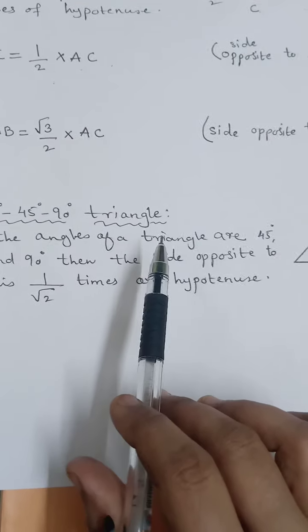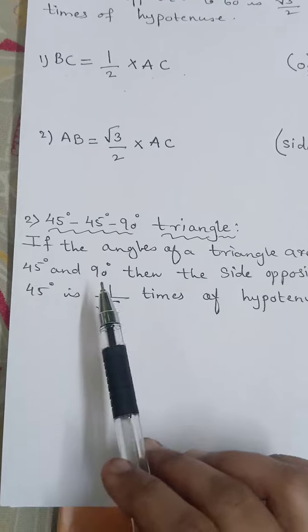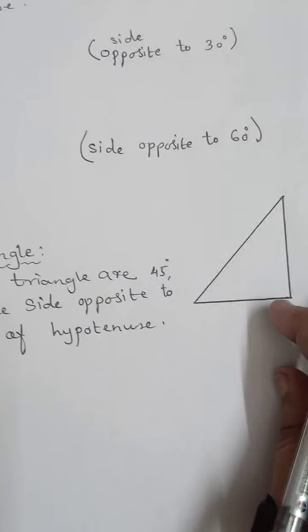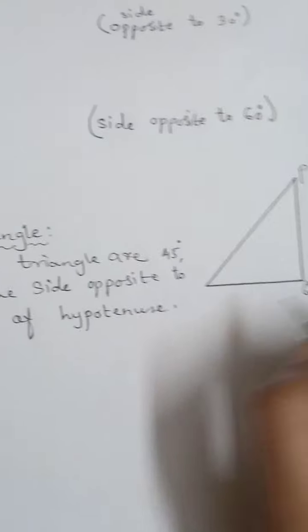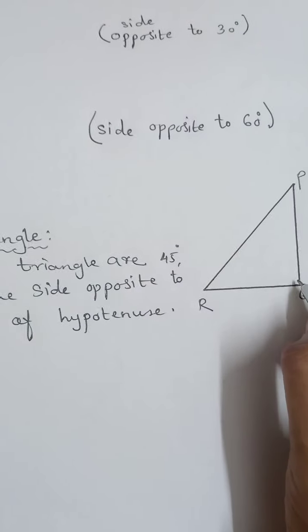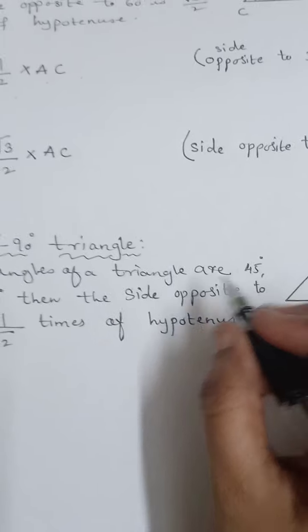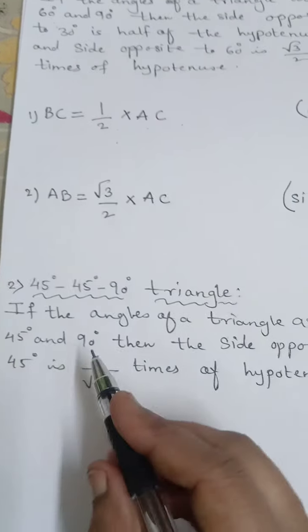If the angles of a triangle are 45 degree, 45 degree and 90 degree. In the same way I have taken here a triangle. For example, I am taking the name of the triangle as PQR. Now in this triangle we have to take the angles 45, 45 and 90.